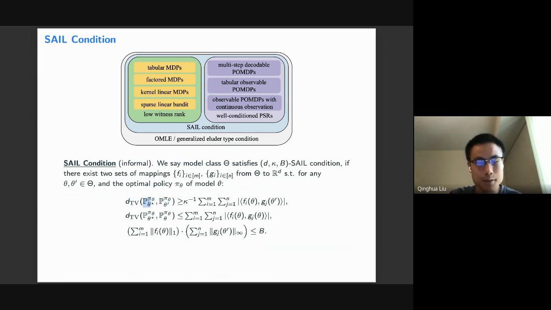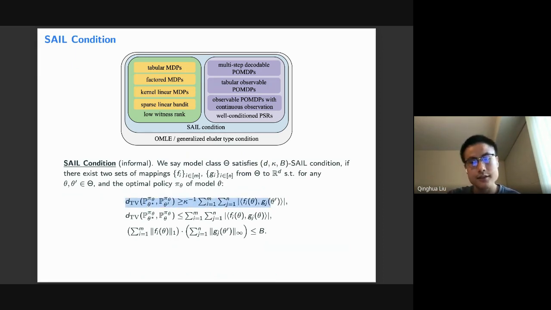So here, P pi theta theta star is the distribution over observations if you execute policy pi theta in an environment parameterized by theta star. So theta star is the ground truth parameter. And this P pi theta theta prime is the distribution over observations when you execute policy pi theta in an environment parameterized by theta prime.